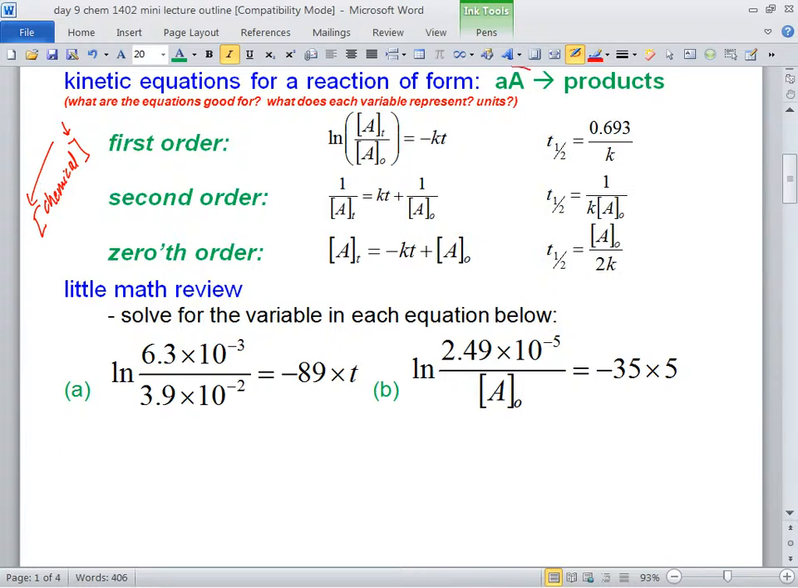So the equations only work, though, for this very limited range of reactions. Pretty much you have one reactant and it's just falling apart on you, right? And that little a is the, what do we call it? The stoichiometric coefficient, right? That's a little guy to make it balanced. So A is our compound.